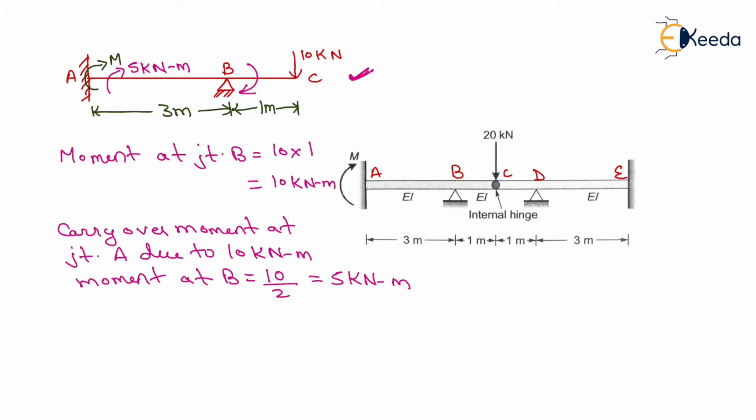So the net moment acting at support A, that is M, will be equal to 5 kilonewton meter, which is carried over from the support B. Okay students, so that is all about this numerical. We have determined the value of M, which is equal to 5 kilonewton meter.